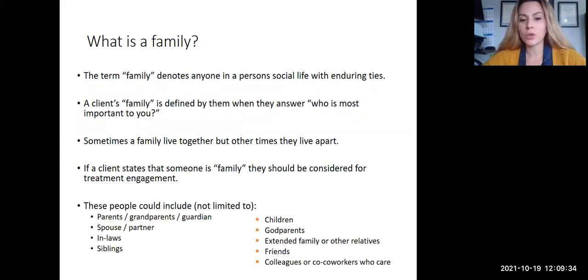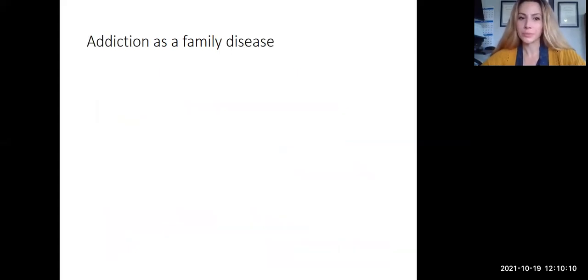So populations that you could consider when trying to identify who a CSO might be, or additional CSOs, could be parents, grandparents, guardians, romantic partners, spouses, in-laws, siblings, children, godparents, extended friends or family, even colleagues or coworkers, right? So it could be really broad how family is defined, but thinking creatively, likely there is somebody that has a connection to this person that would be willing to be involved in their care.